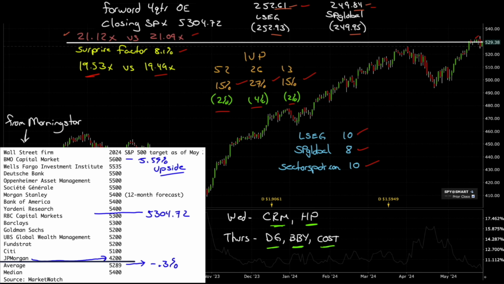And from Morningstar, I got this little chart. The Wall Street firm for 2024, S&P 500 target as of May. Morgan Stanley is the only one here that has a 12-month forecast. The rest are end of year. BMO, 5,600 at the high end, implying 5.59% upside. Look at JP Morgan, 4,200.